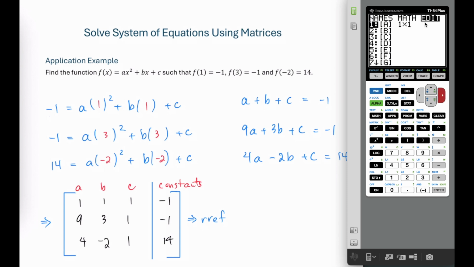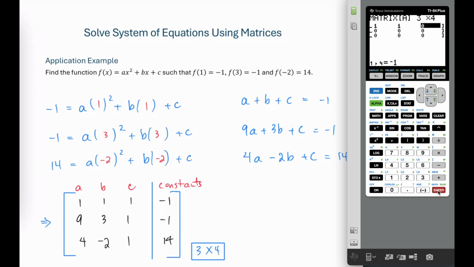We want to go over to the edit menu, and we want to edit the matrix that is in A. We need to tell our calculator how big our matrix is, and this matrix is a 3x4 matrix with 3 rows and 4 columns. So we say 3x4, it opens up a 3x4 matrix, and then we input our matrix starting with the top row. The top row of elements are 1, 1, 1, and -1.